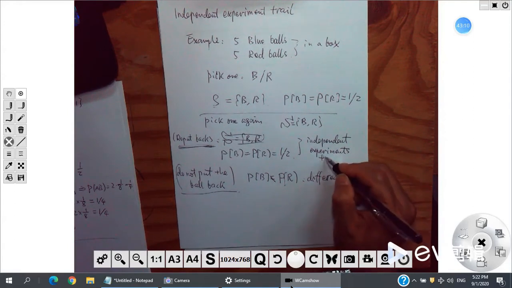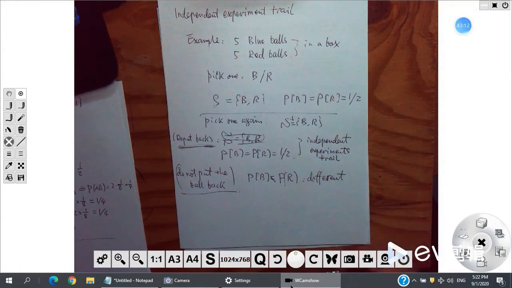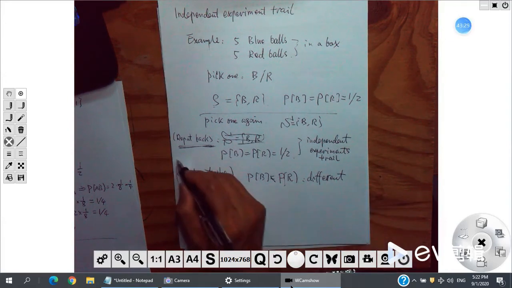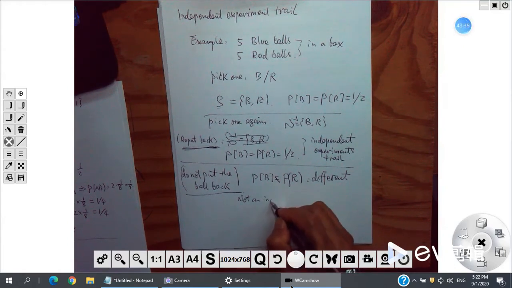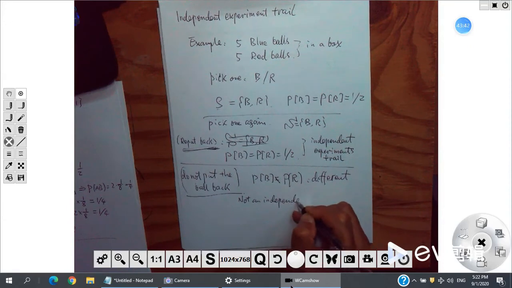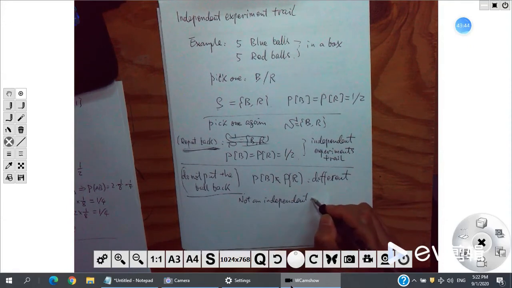True. You can repeat it, right? You pick a bar and put it back, and then do it again. Pick a bar and put it back, and pick a bar and put it back. Whatever, you can try as much as you want. And the second way, this one, you pick a bar but you do not put it back. So this is not an independent experiment trial.